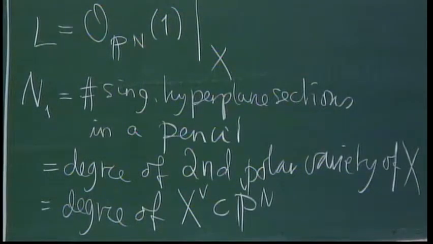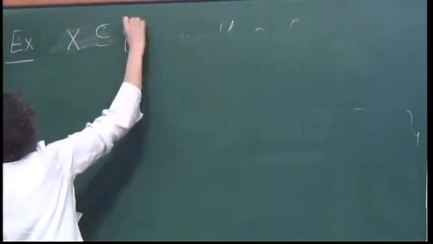I'm sorry for all the n's. This is now the dimension of the space. So I have, maybe I'll just do it like this, X is now in P3, and it has isolated singularities.